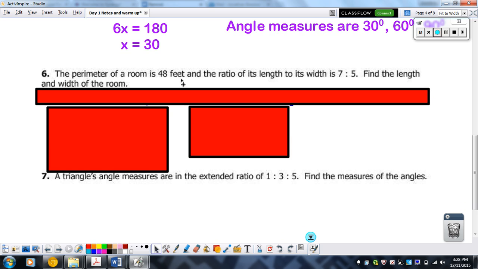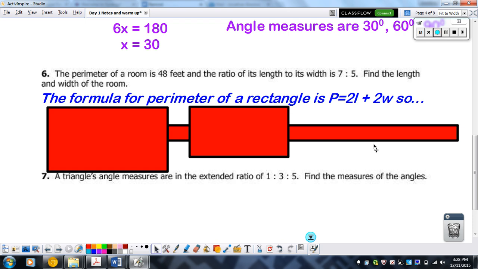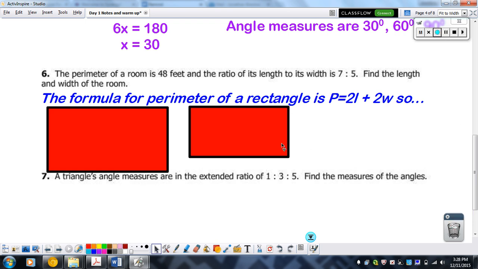Number 6, the perimeter of a room is 48 feet, and the ratio of its length to its width is 7 to 5. Find the length and width of the room. One thing we forgot to mention here, and if you look around whatever room you're in, hopefully it's a rectangle, but that's what we're dealing with, a rectangle. So hopefully we remember the formula for perimeter of a rectangle is perimeter equals 2 times the length plus 2 times the width.